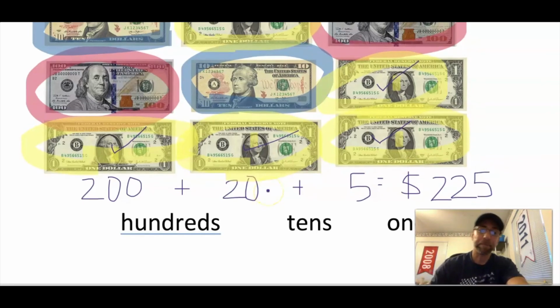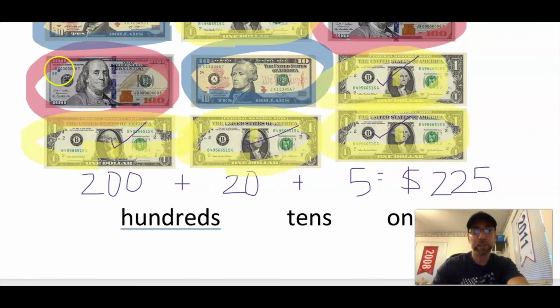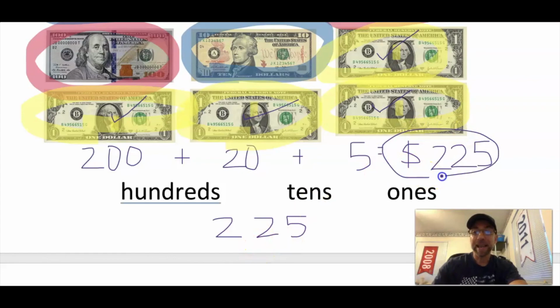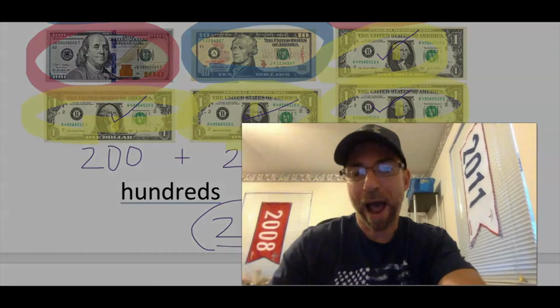And remember, sometimes I can also just count how many I have of each. I have 2 $100 bills, 2 $10 bills, and 5 $1 bills. And you can see how my answer comes out to be the same. Wow, we sure did count a lot of money today.